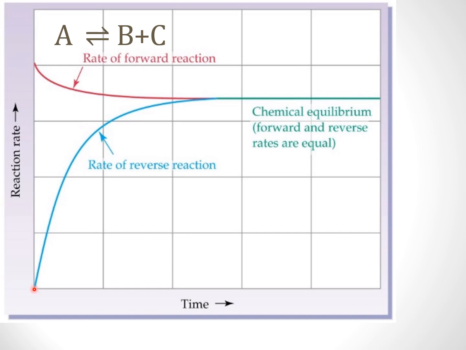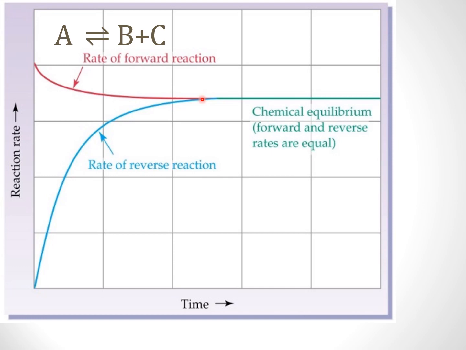Conversely, the concentration of B and C is 0 at the beginning, so the rate of the reverse reaction is 0. As the concentration of B and C increases during the reaction, the rate of the reverse reaction increases as well. You see that the slope is going up. The rate of the reverse reaction has a positive slope, while the rate of the forward reaction has a negative slope. So this is decelerating, and this is accelerating. It's unavoidable that eventually they meet somewhere, having the same rate.